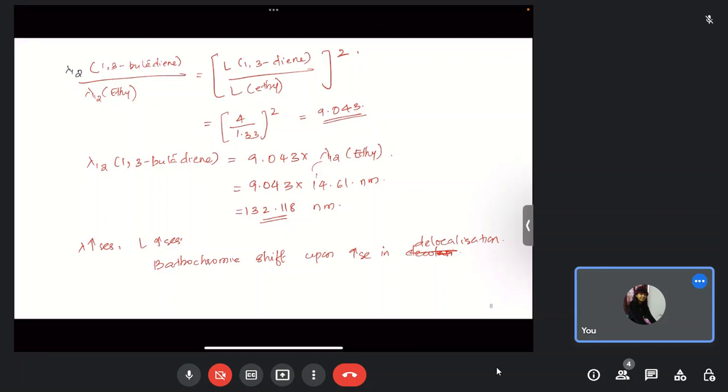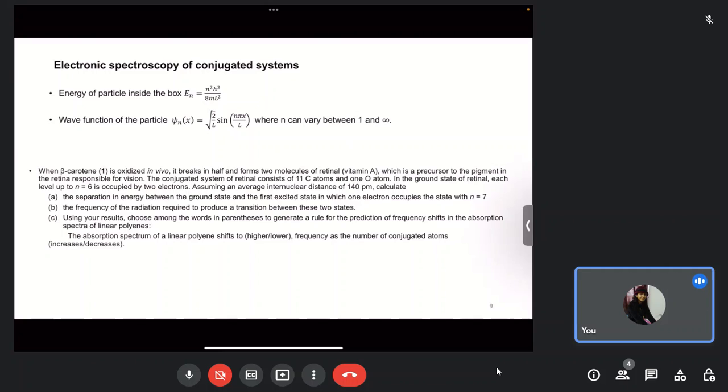Okay, now let's come to a bit more complicated problem. When you just look at it, it seems to be a bit complicated, but when you read the problem a little better, it is just asking you to find what is the energy gap between n is equal to 6 and n is equal to 7 for a particular system, and we have to find what is the L. L depends upon how many atoms are conjugated.